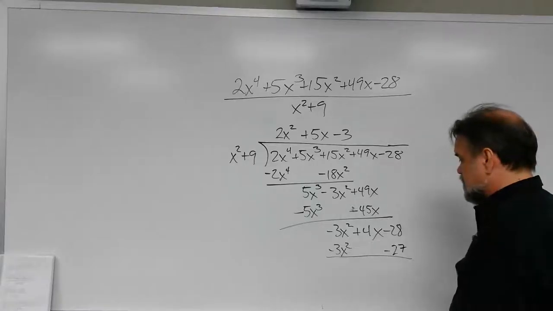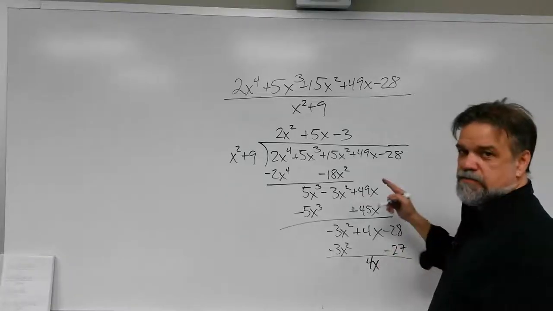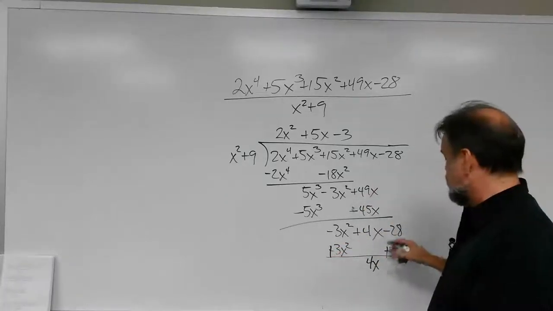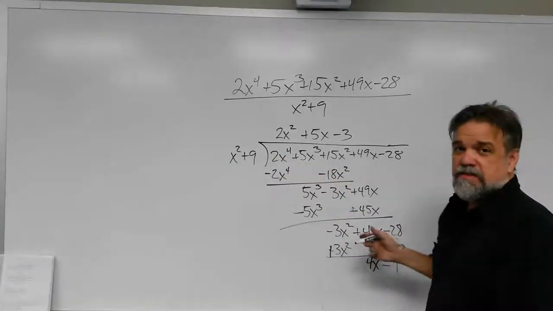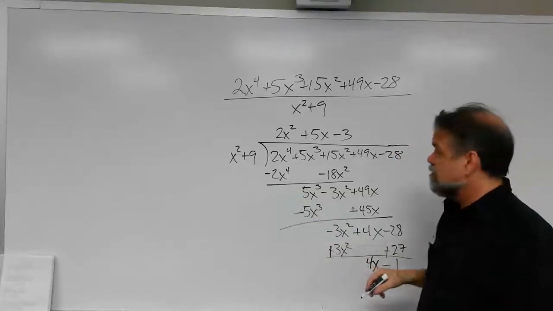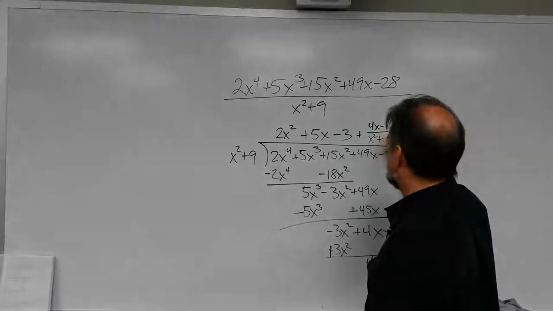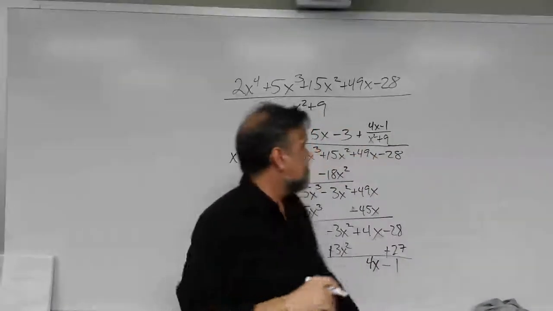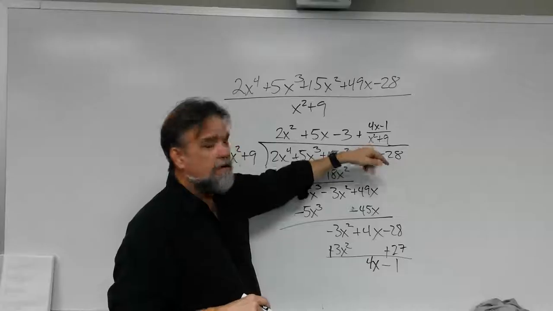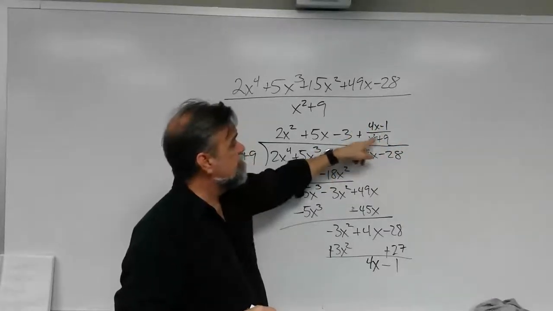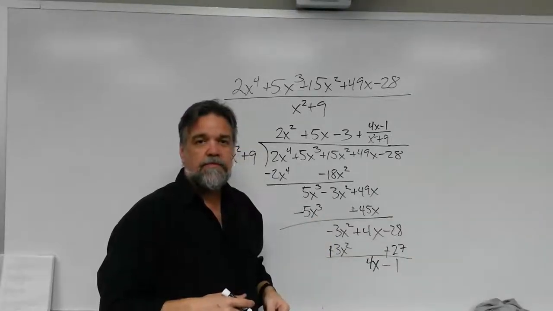So my remainder is actually going to be 4x. Forgot to change the signs. Change the signs. 4x minus 1 divided by x squared plus 9. Because at this point, x squared doesn't go into 4x. So I'm going to say plus 4x minus 1 over x squared plus 9. This looks kind of a weird remainder because it's got that linear polynomial in the numerator. But that's okay. As long as the degree of the numerator is less than the degree of the denominator, it's appropriate for a remainder. Okay, I hope this helps, and I'll see you next video.